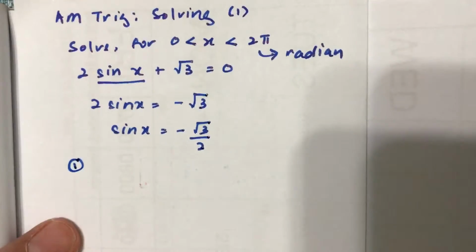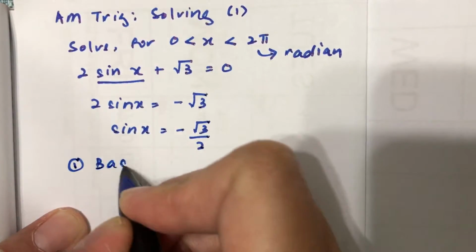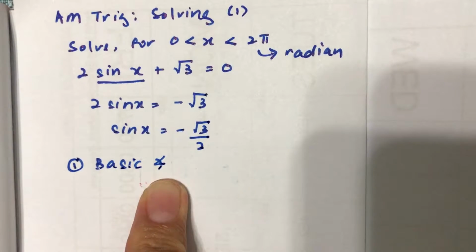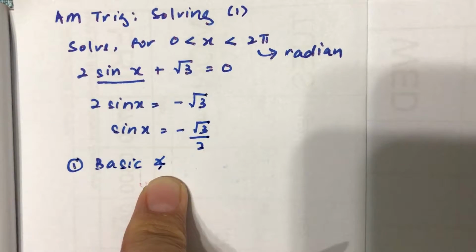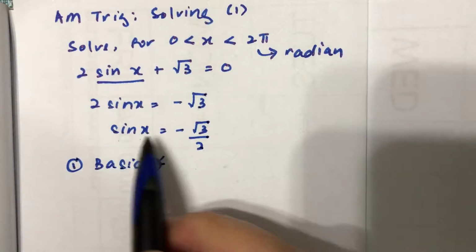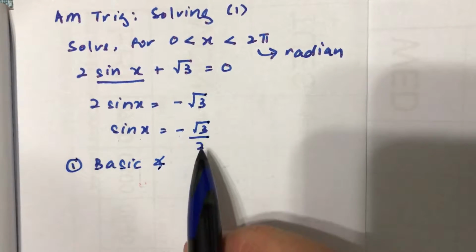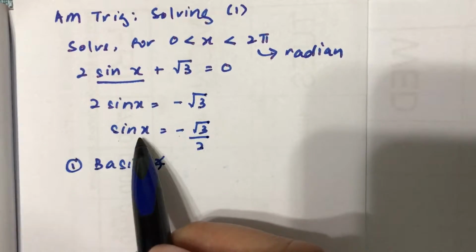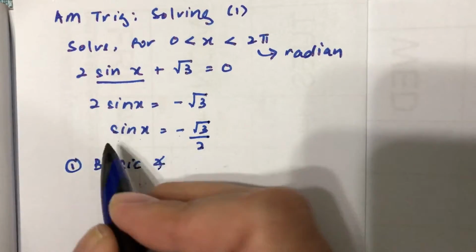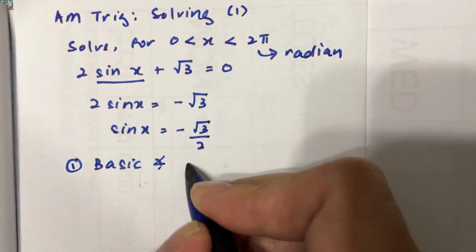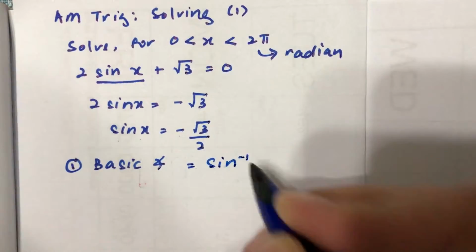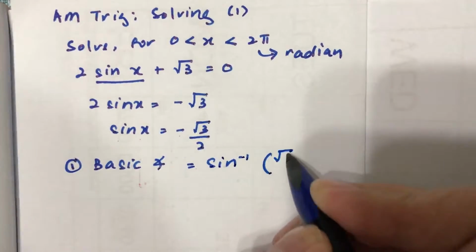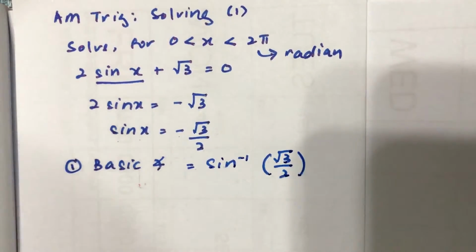So the first step is always to find the basic angle. So this is the angle that we're going to use in each of the quadrants. So we have sine x equals negative square root 3 over 2. When we want to find the basic angle, what we're going to do is take the inverse sine, right? So basic angle will be inverse sine. But we are not going to deal with the negative. We are just going to use the positive number.